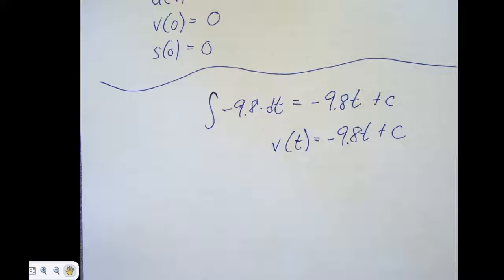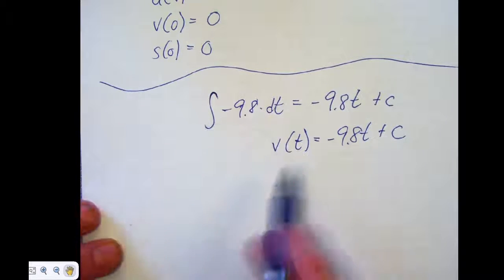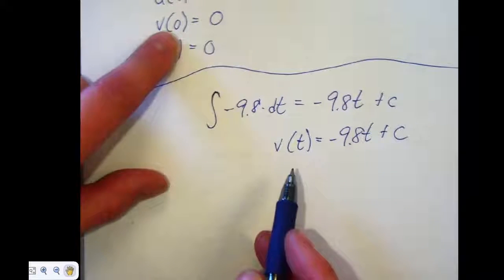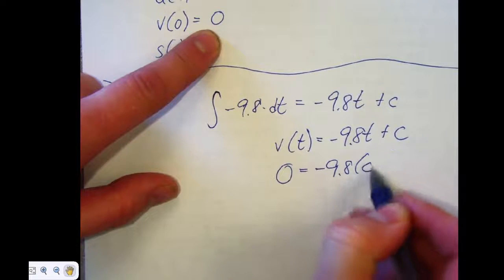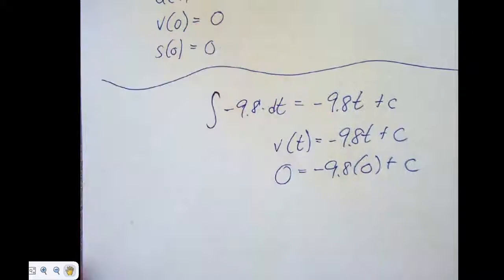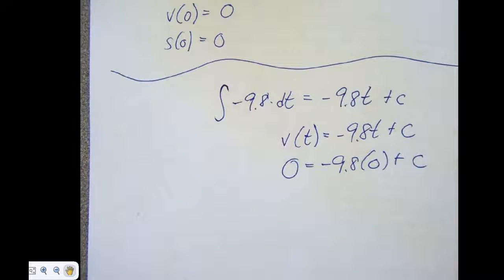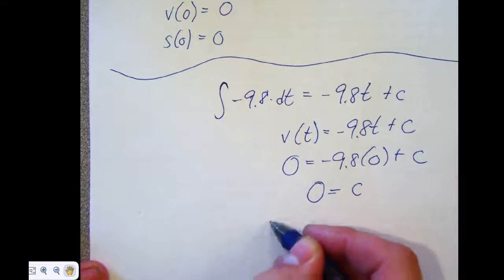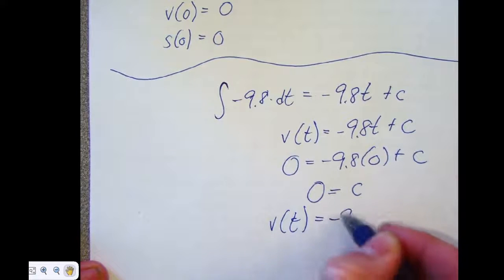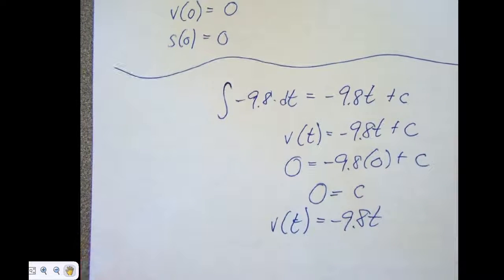We're okay? Now I'm going to plug in, so the x value is 0 and the y value is 0. So 0 equals negative 9.8 times 0 plus c. And the point of this is to find out what c is. And what is c? So that means my actual true velocity function is just negative 9.8 t plus 0 if I want, but there's no reason to write the plus 0.